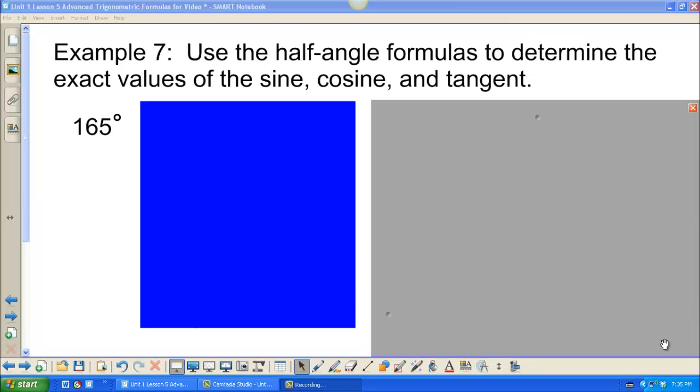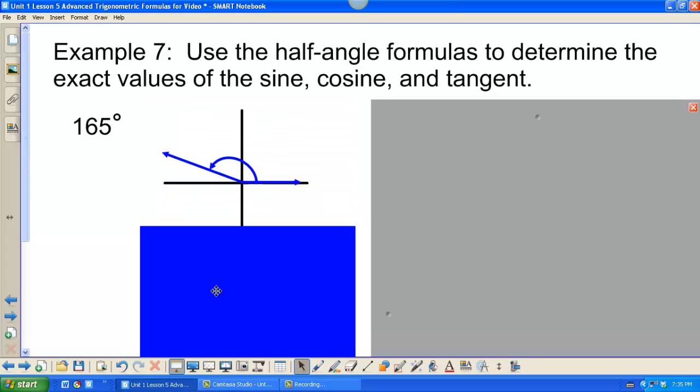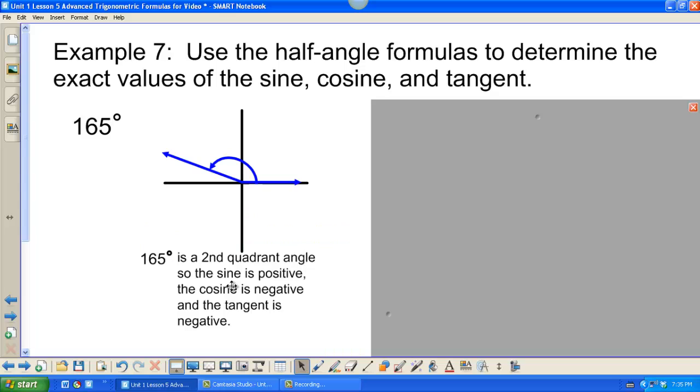And here we are at example 7. We're going to use the half angle formula to determine the exact values of the sine, cosine, and tangent. So let's look at 165 degrees. This is a second quadrant angle. And it's important that when we determine the sine, cosine, and tangent of 165, the proper sign reflects a second quadrant angle. So that means that the sine will be positive, the cosine will be negative, and the tangent is negative. So please keep this in mind as we move forward.